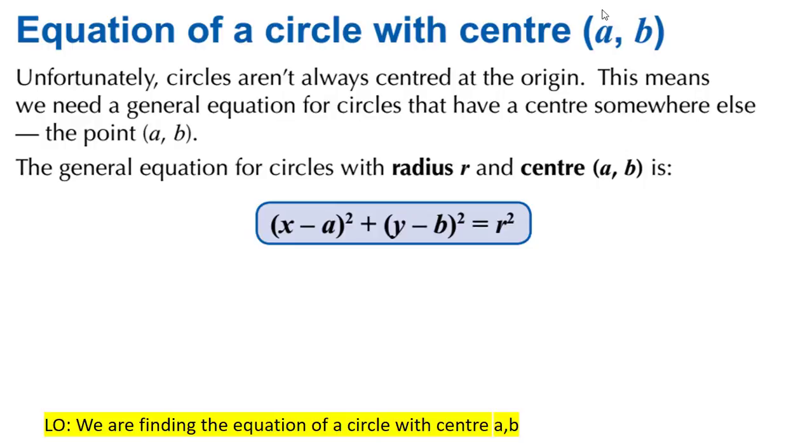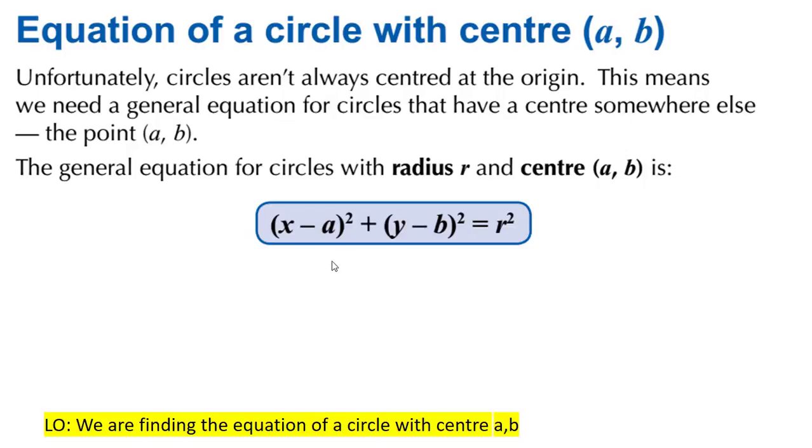Now, if that's the case, therefore, the general equation for the circle would be, with R being the radius, and the center AB, (x - A) squared plus (y - B) squared equals R squared. Now, this is the general rule for finding the equation of a circle.